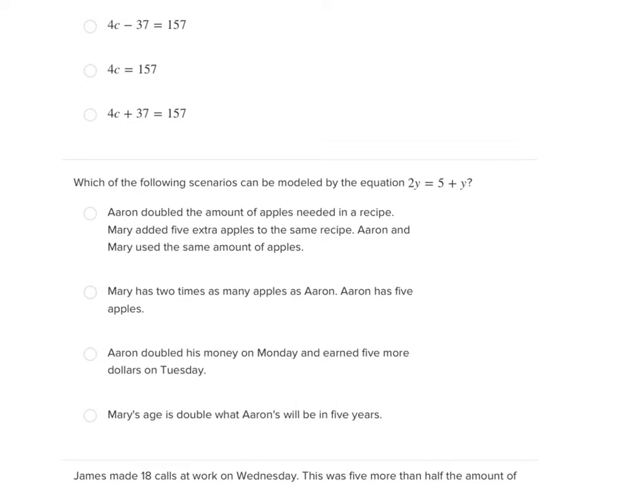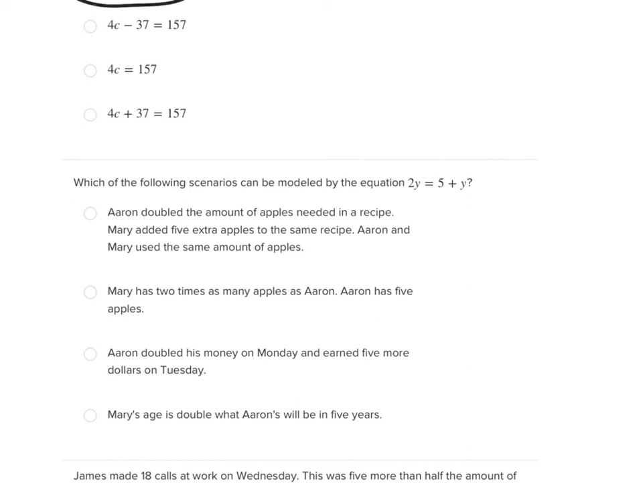So the cost for each skateboard is going to get multiplied by the number of skateboards. The cost for each skateboard, in this case, we're going to have to multiply by 4. So it's going to be 4C. The constant was 37, so plus 37 has to equal 157. Looks like the first one's right.